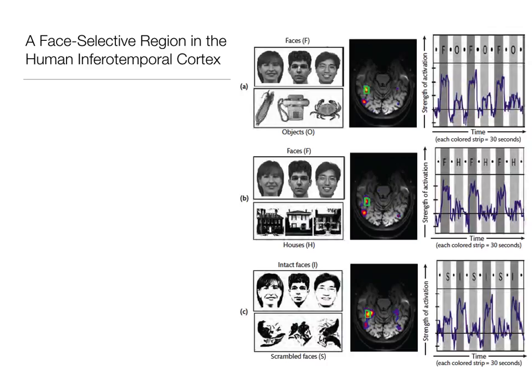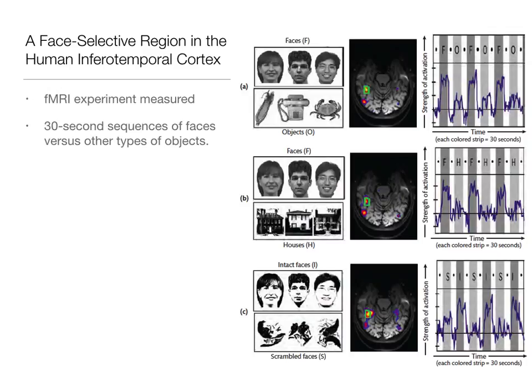So this face selective area in the brain, in the IT cortex. There was an fMRI experiment, and what it did was it measured 30-second sequences of different kinds of images. And it looked at faces versus other objects such as just regular objects, houses, or scrambled faces. And again, this is some of that research that's supporting this idea of the modular coding. So remember, fMRI is a functional MRI, so we're getting really good images of the brain. And they did these contrasts between seeing faces or objects.